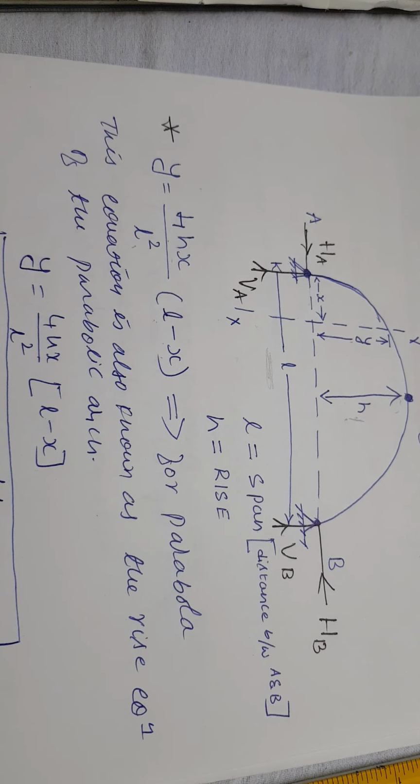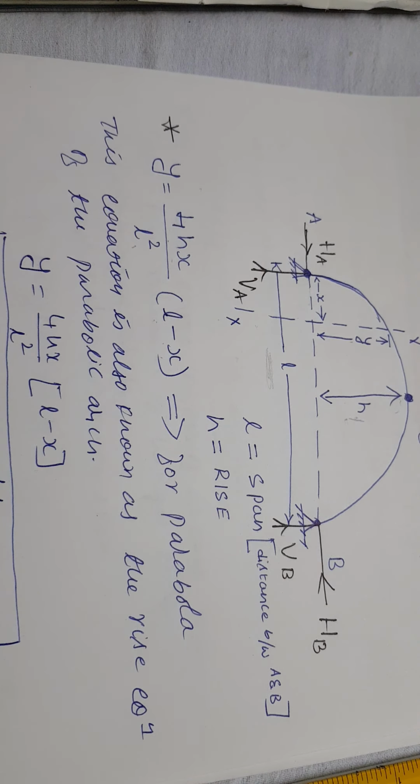And if you differentiate this equation with respect to x, you will get another equation that is called the slope equation. dy by dx, that will be equal to, we are considering this as the slope tan theta, the derivative of that. So that is called the slope equation, and this one we call the rise equation for a parabolic arch.